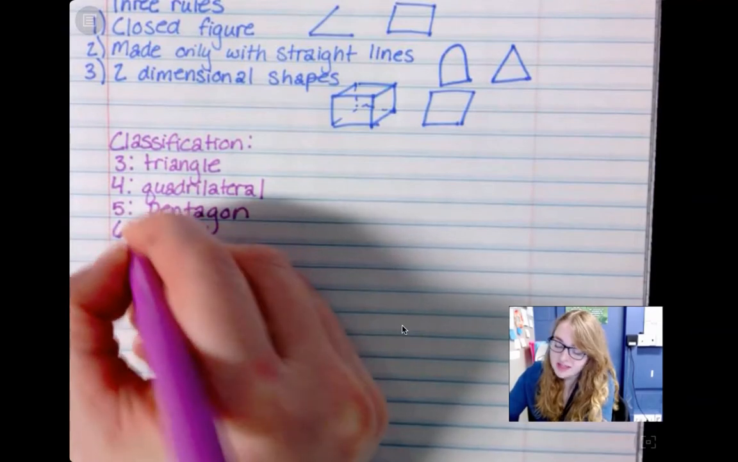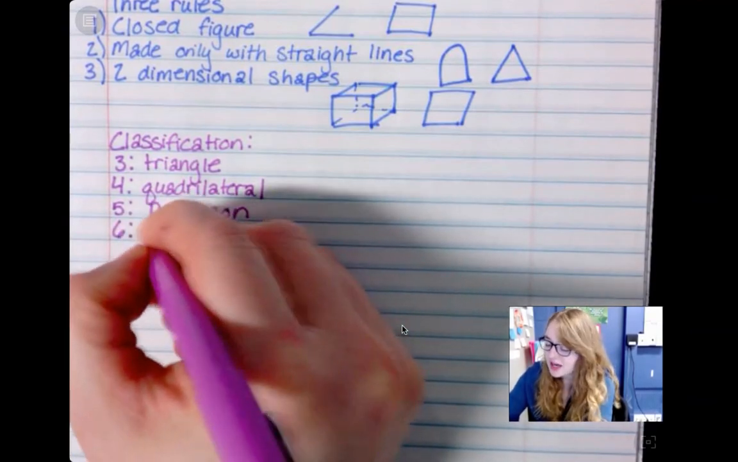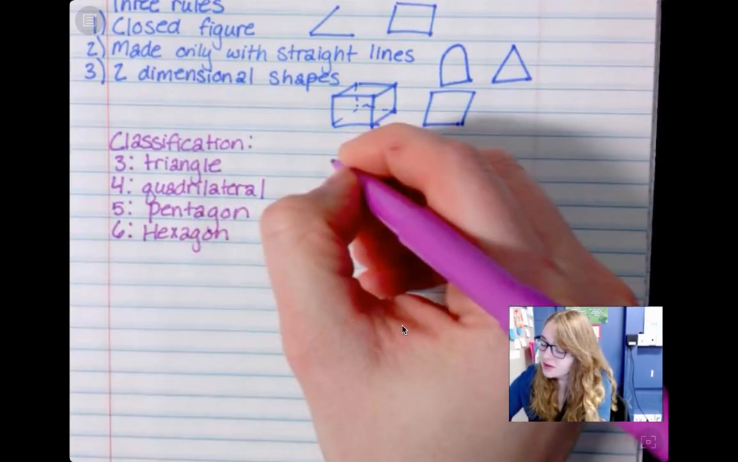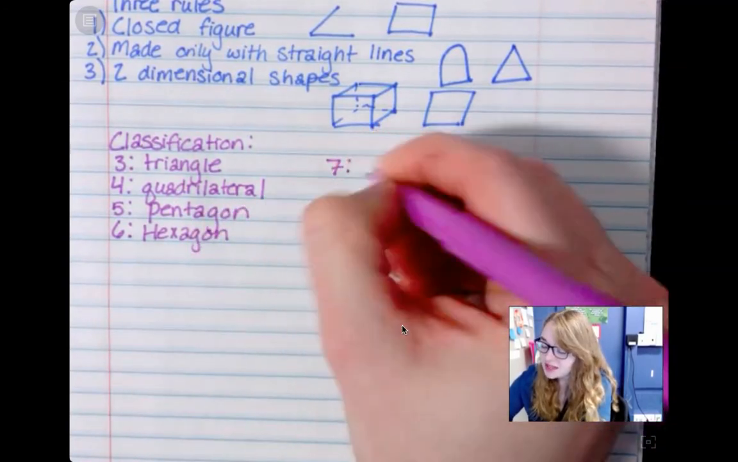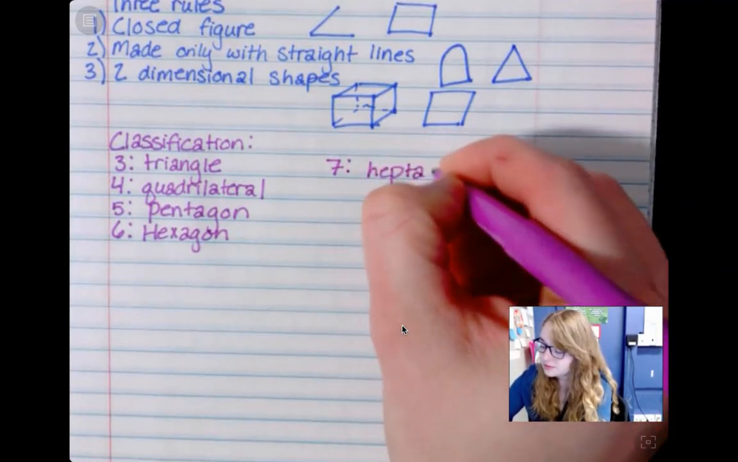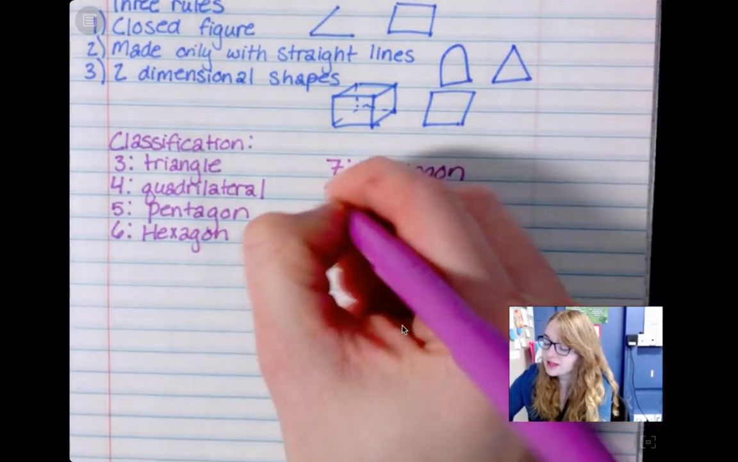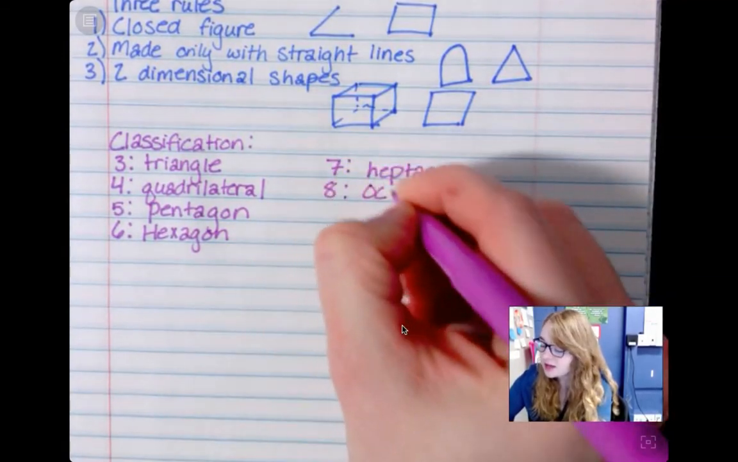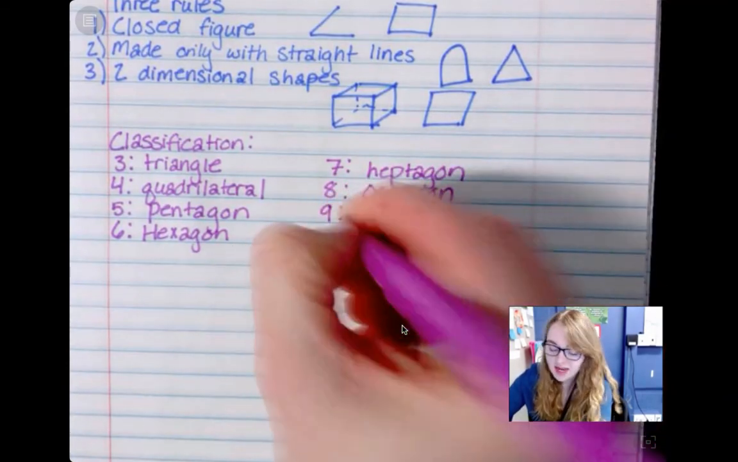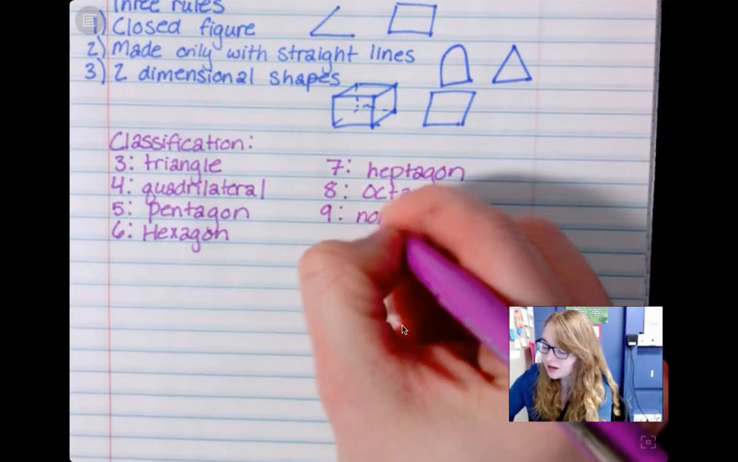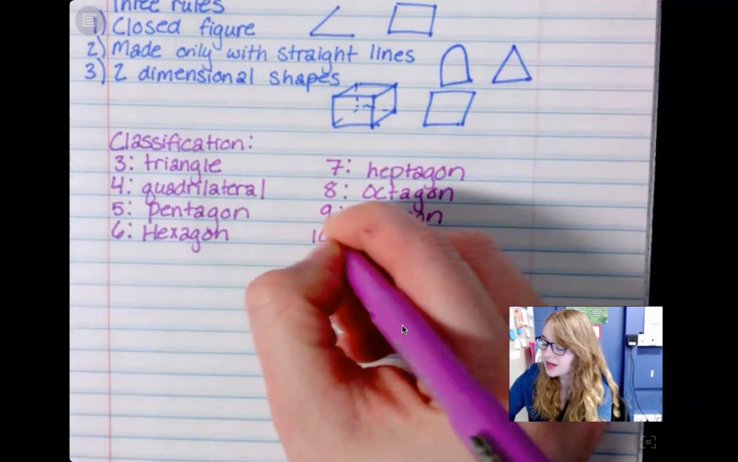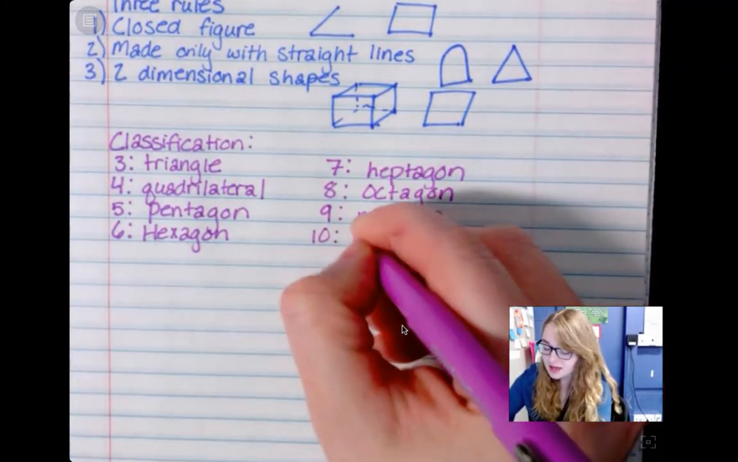If a polygon has 6 sides, it is called a hexagon. If a polygon has 7 sides, it is a heptagon. If a polygon has 8 sides, it's called an octagon. If a polygon has 9 sides, it is called a nonagon. And if a polygon has 10 sides, then it is called a decagon.